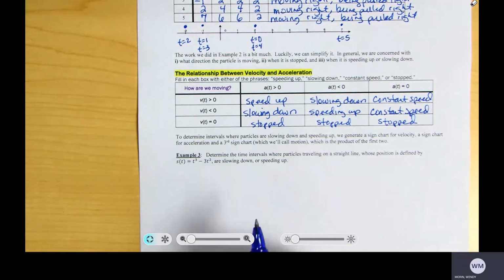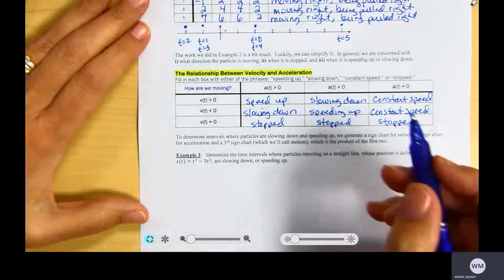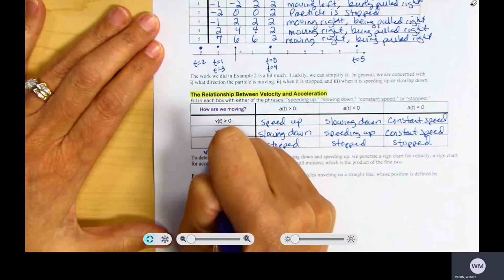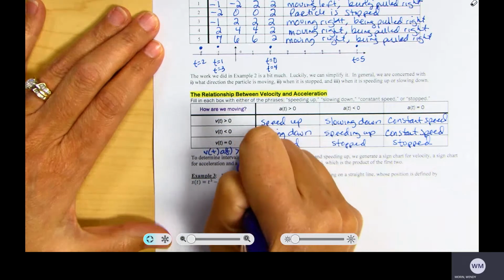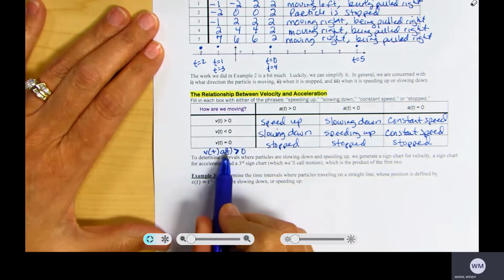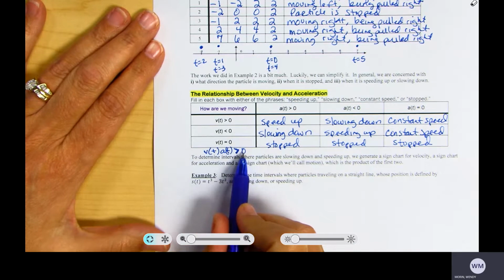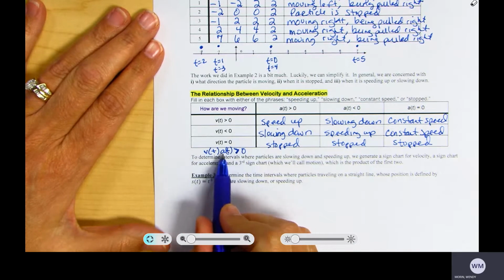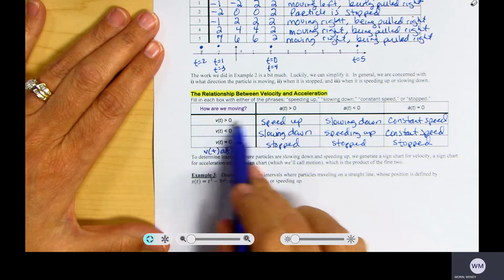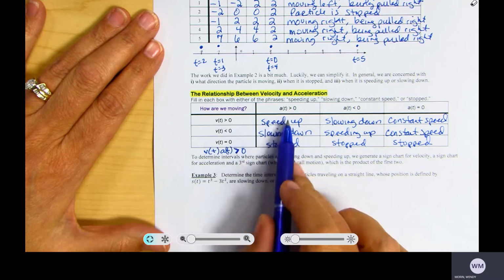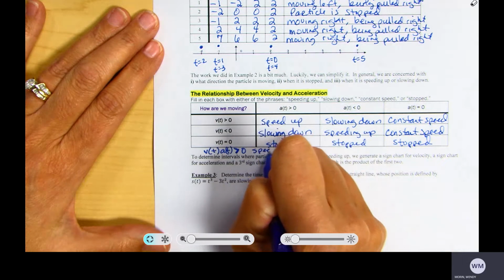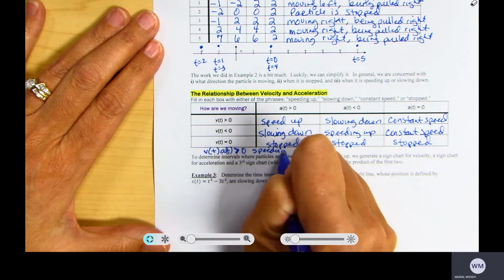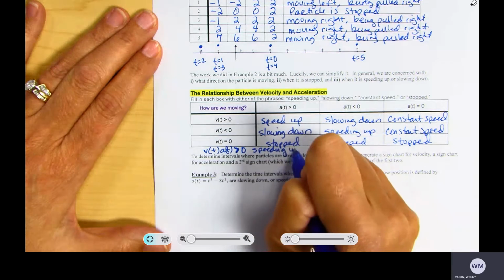Bottom line is that velocity times acceleration greater than 0. If the product of your velocity and acceleration is positive, what will happen? So here we have positive, positive, you're speeding up. Here we have negative, negative, you're speeding up. So you're going to be speeding up, and that's going to be your justification for speeding up.